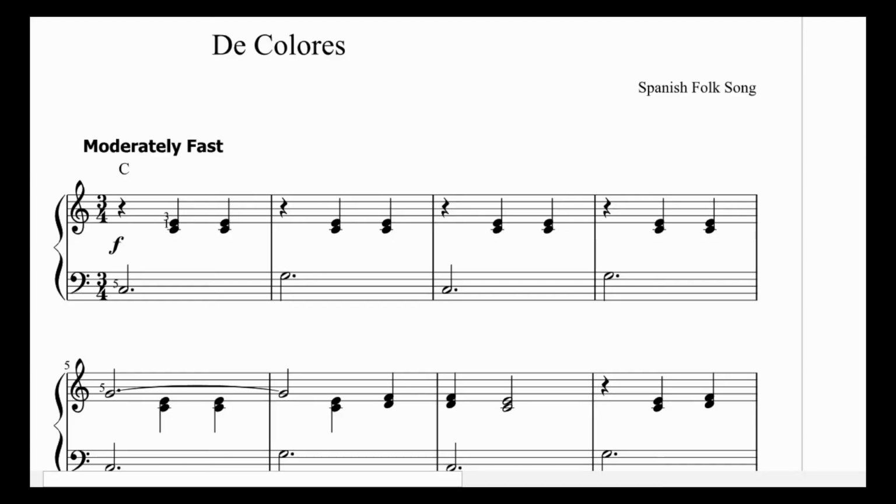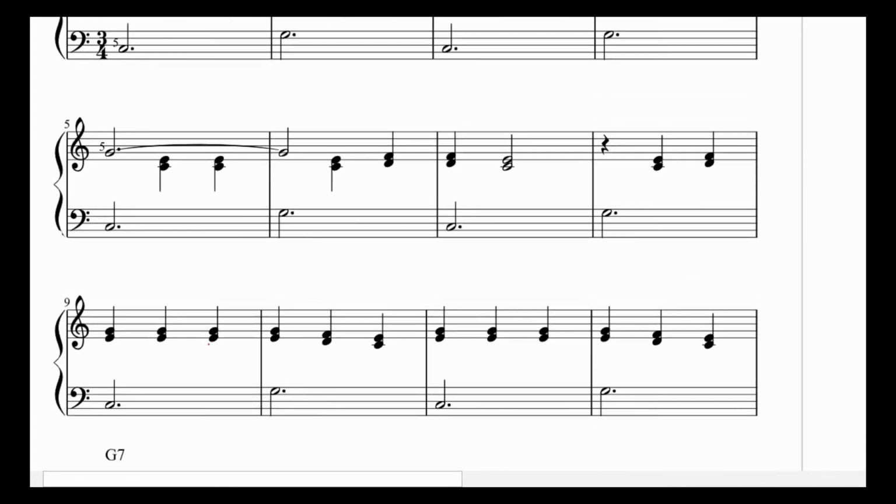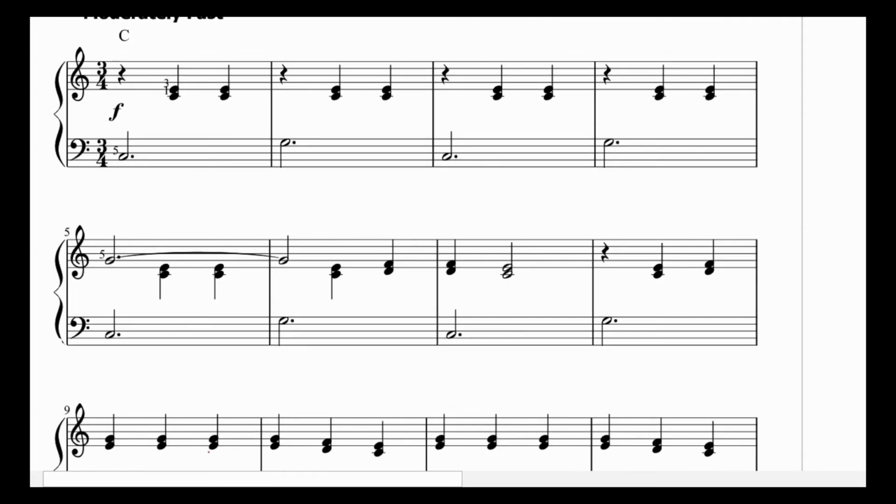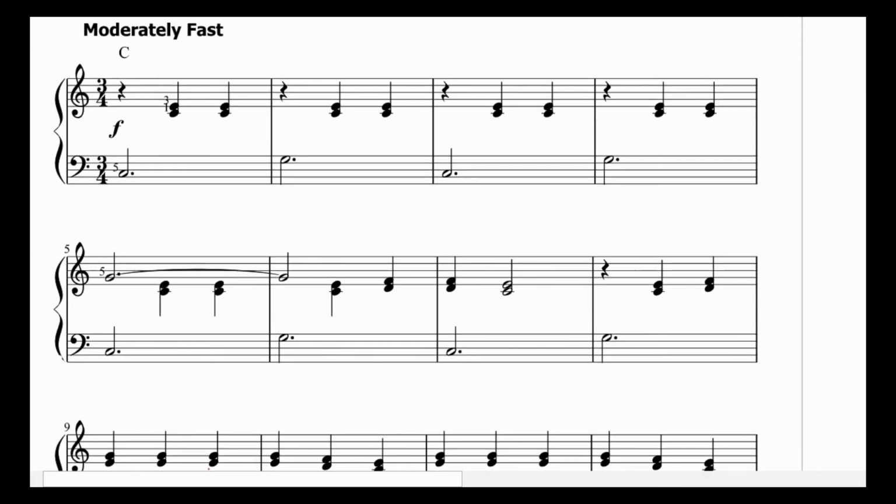The first thing you might notice is that for the entire piece, the left hand is just playing single bass notes. So that's nice and simple. But where the real difficulty lies in this piece is with the right hand, because the right hand is playing both harmony notes and melody.